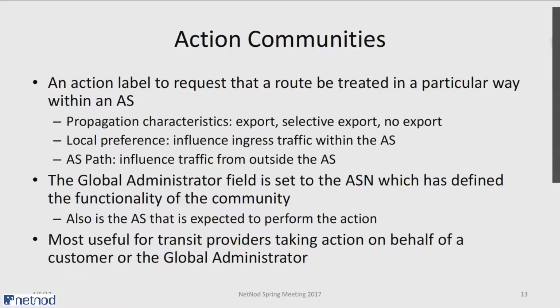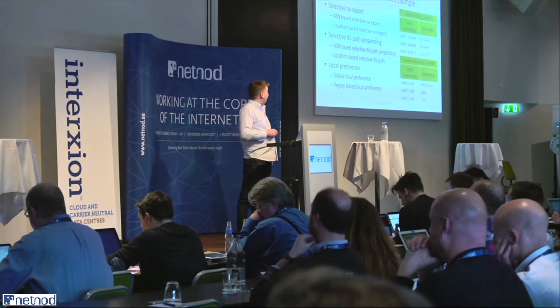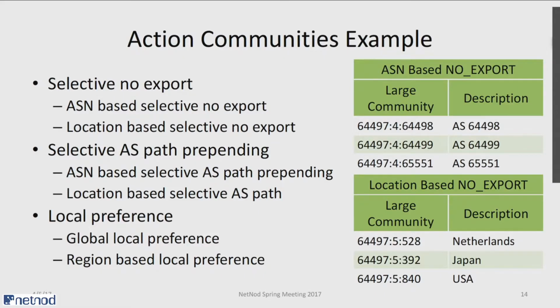Action communities, those are the communities the provider receives from other interested parties, parties that want the provider to deviate from the normal behavior. And in deviating, we could talk, for instance, about propagation characteristics, the local preference in specific regions of the world, or the amount of prepends. On the right side, you can see the example where literal ASN values are used in the BGP community itself. So if you would want to make a policy that says, do not export to AS65551, then you can quite easily code that in the large community itself.